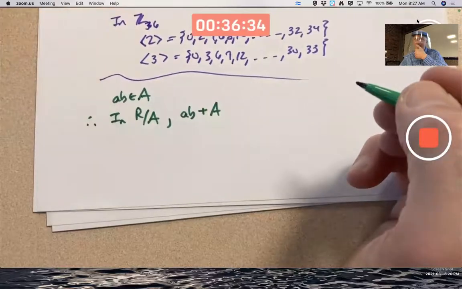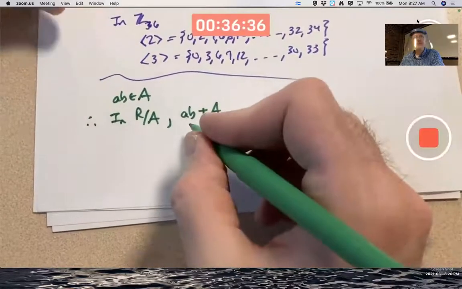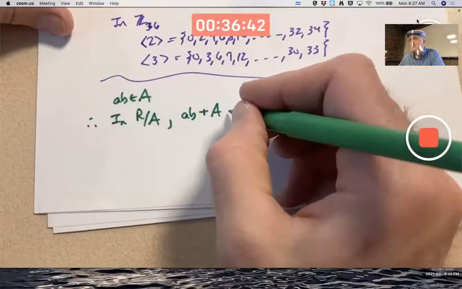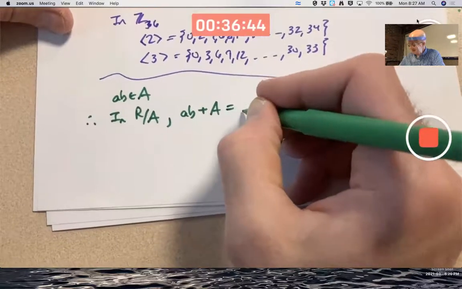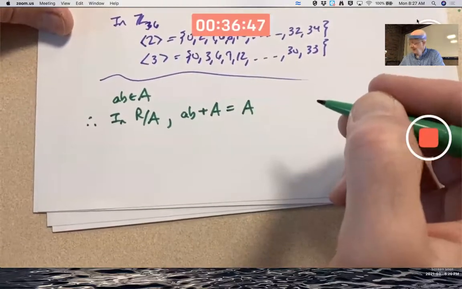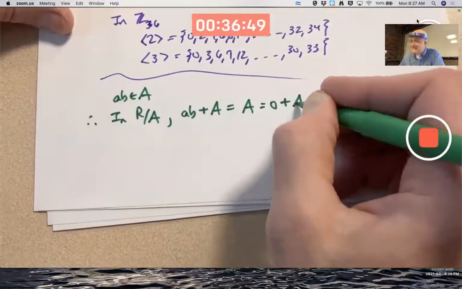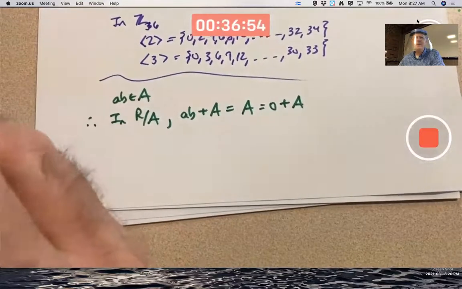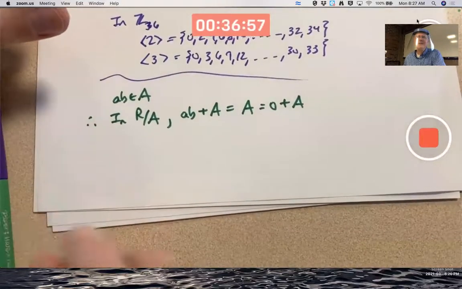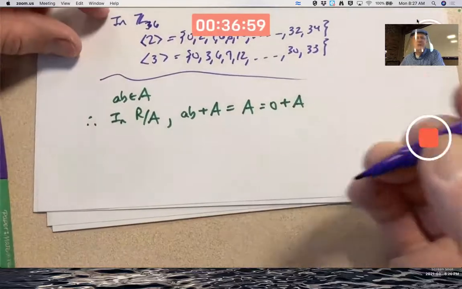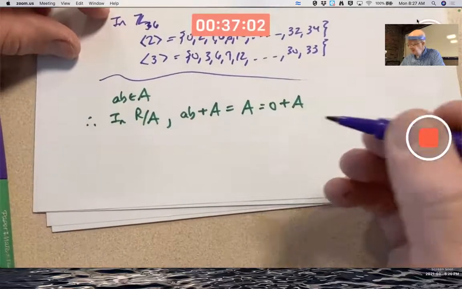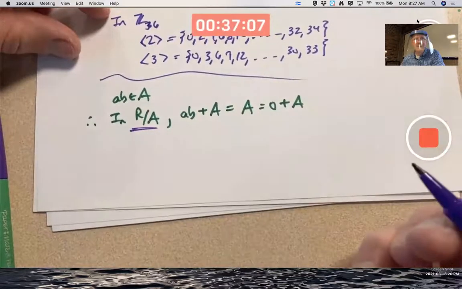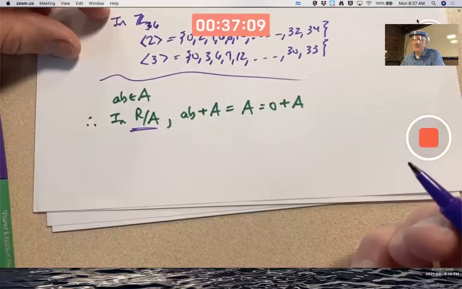If AB is in the ideal, then this left coset is, what could you say about it? It gets sucked in. This is A. This is the zero coset, the additive identity. What are we trying to show here? We're trying to show A is a prime ideal. We're trying to show either a is in big A or b is in big A, using the fact that this is supposed to be an integral domain, has no zero divisors.